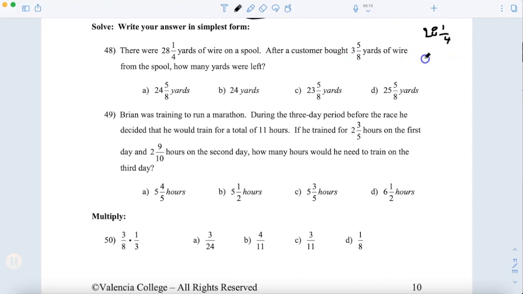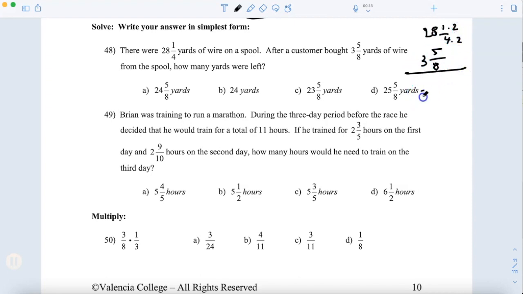That's it, nothing else. Now, same thing as the previous problem, my fractions have different denominators. So to get the same denominator, I'm going to turn 1/4 into eighths. So how can I turn the 4 into 8? Times 2 and times 2.